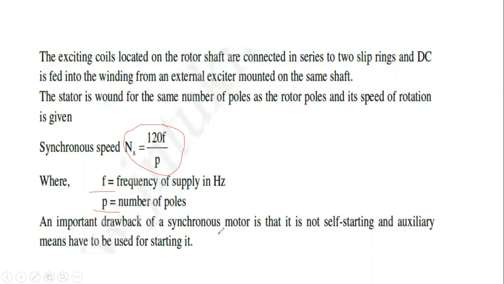An important drawback of a synchronous motor is that it is not self-starting. An auxiliary means has to be used to start it, by a separate source or separate machine. Therefore it is not a self-starting machine. The machine operates at synchronous speed Ns, where Ns equals 120 f by P.